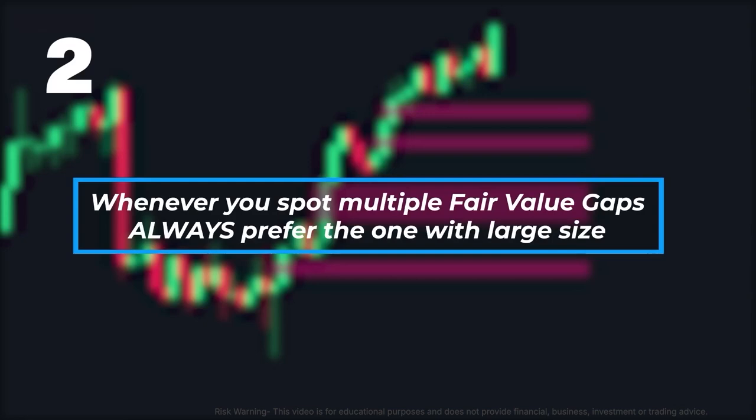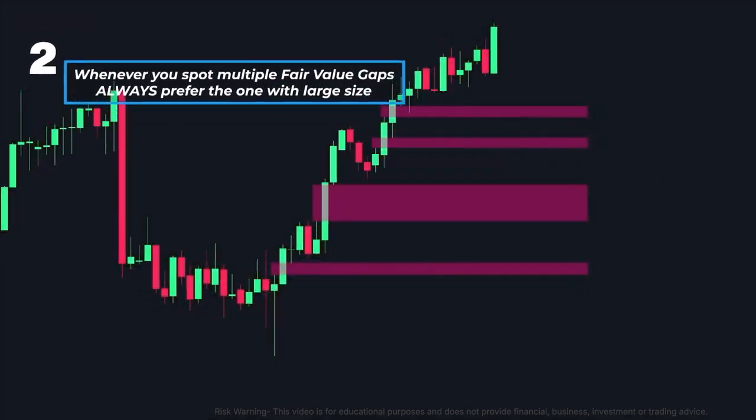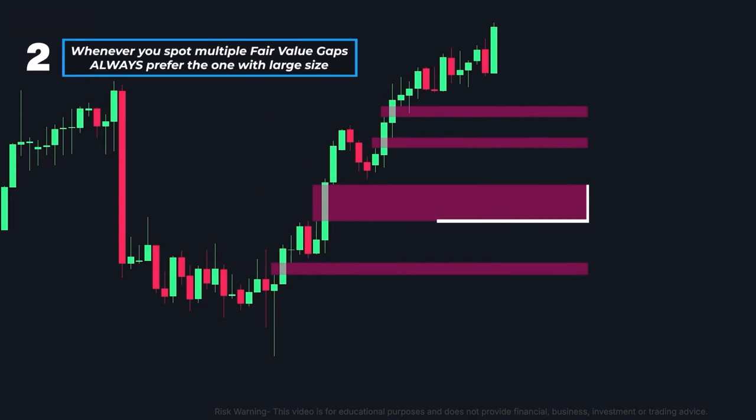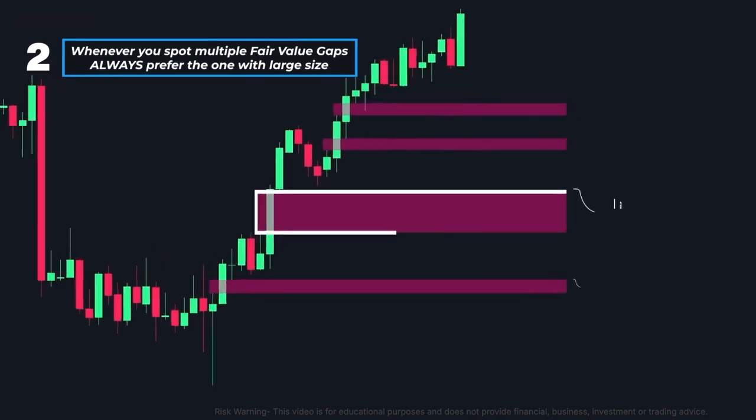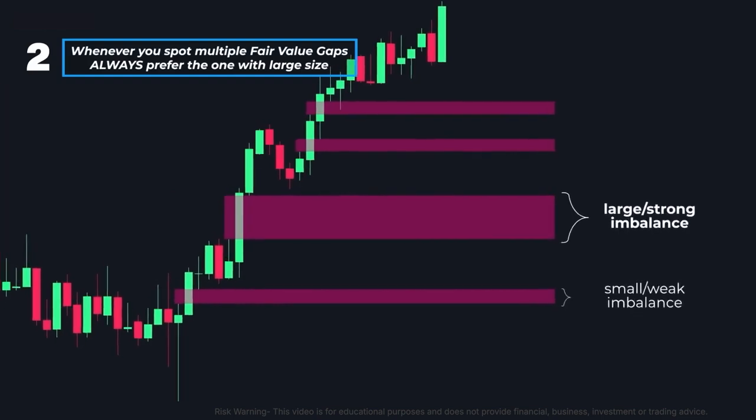Number 2, whenever you spot multiple fair value gaps on one setup, such as in this example, always prefer the ones with large sizes. Large fair value gaps, such as this one, almost always work better compared to smaller ones because they represent a stronger imbalance between buyers and sellers. This means they are more likely to act as stronger areas of support or resistance. Moving on to number 3.